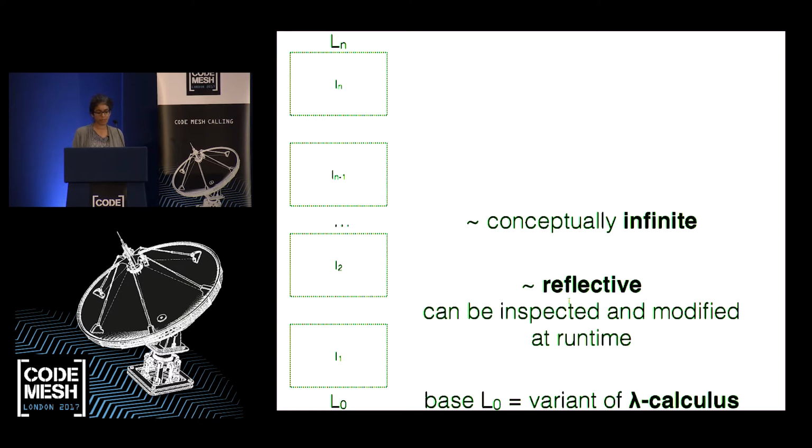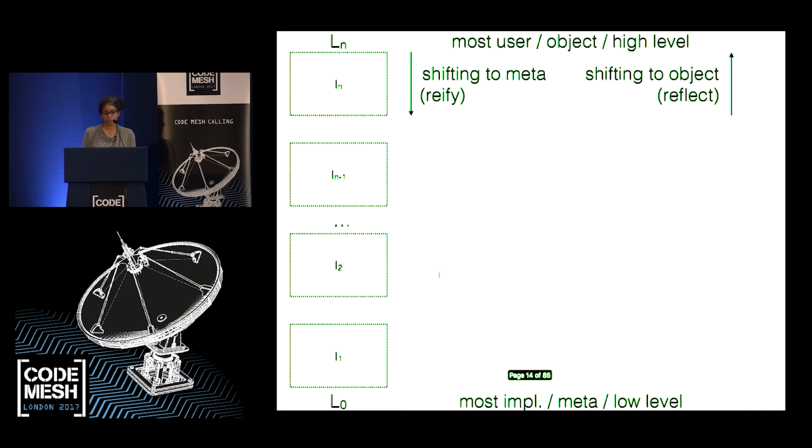So in short, that means that at any level in the tower, you can inspect and modify your program at runtime. Concretely, the way I've drawn it here, L0 is the most meta, most low level, and Ln is the most user, most object, most high level. And if you're at one level, you can shift to a different level.